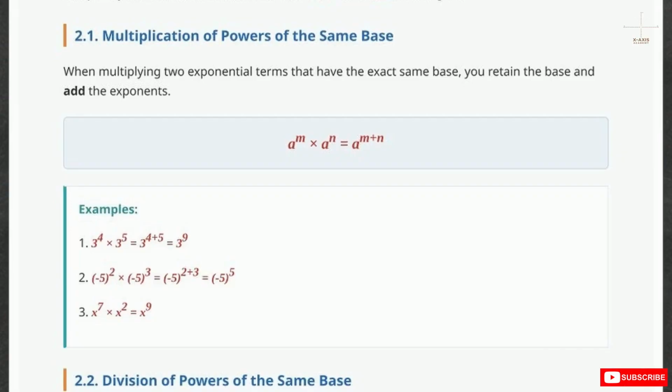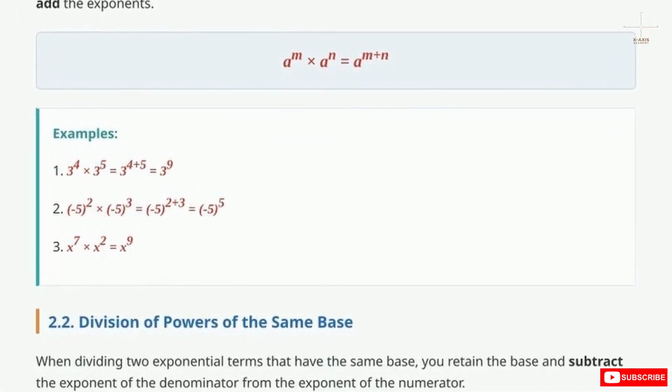Looking directly at this core rule, when you multiply two exponential terms that share the exact same base, you keep that base unchanged and simply add the exponents together. If we expand out 3 to the 4th multiplied by 3 to the 5th, we count 4 3s and then 5 more 3s. That gives us 9 3s in total. The base remains 3. A very common mistake here is multiplying the 3s together to get 9. Never multiply the bases. The exact opposite applies to division.